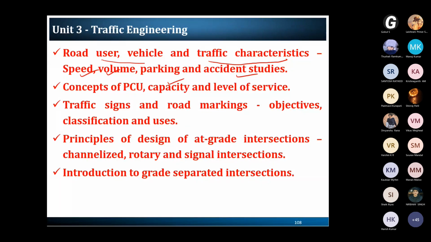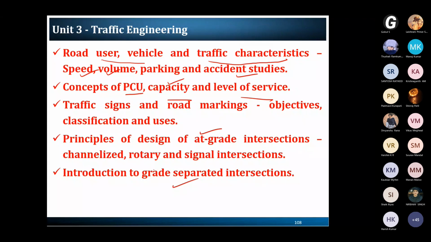Then under the traffic characteristics, we have different concepts or principles like passenger car unit, capacity, and level of service. So these three major concepts we have covered in unit 3. Finally, how we control all these traffic patterns related to congestion and accidents by providing different facilities like traffic signboards, road marking, and at-grade intersections and elevated intersections.